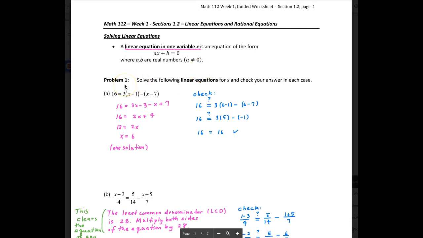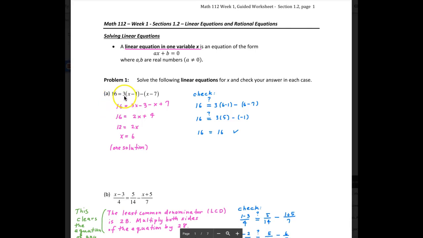Let's take a look at this first problem. What we'd like to do is we're going to solve two linear equations for x, and then we'll check our answers in each case. In problem A, our first step would be to simplify each side as much as possible to determine a solution for x.